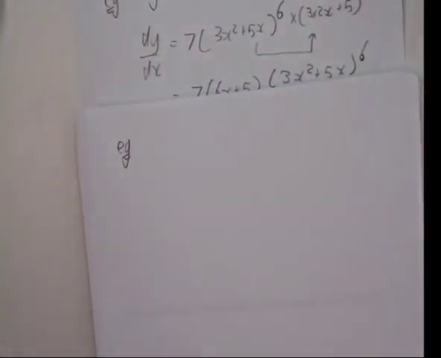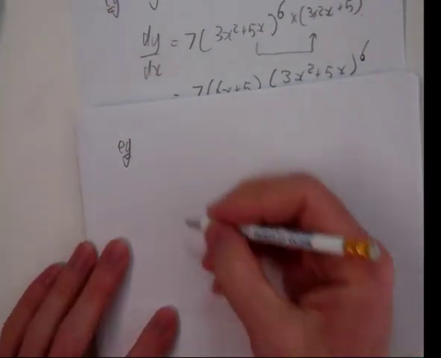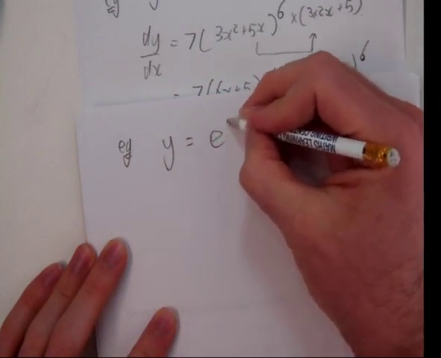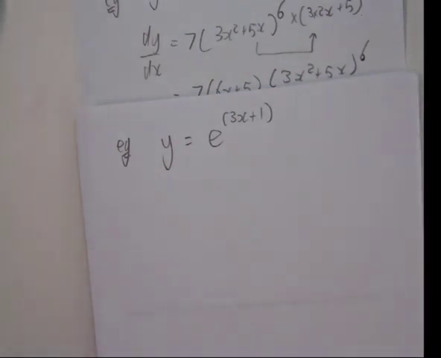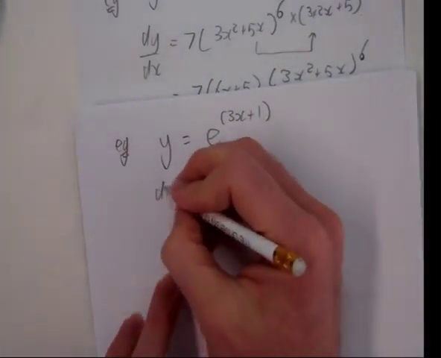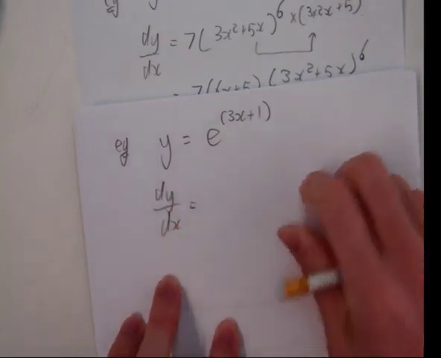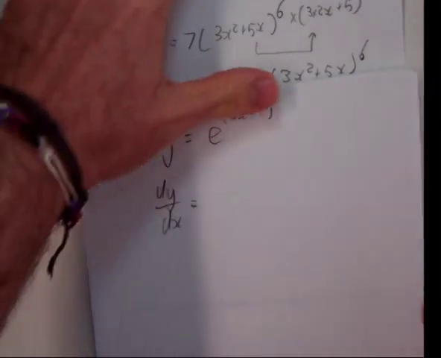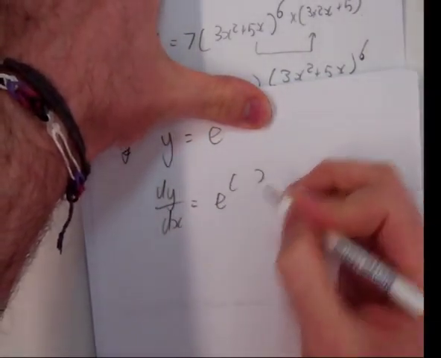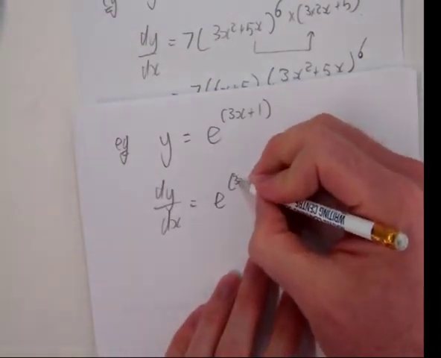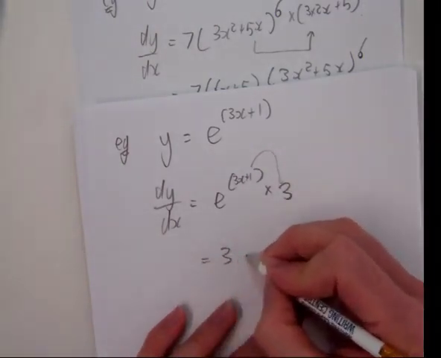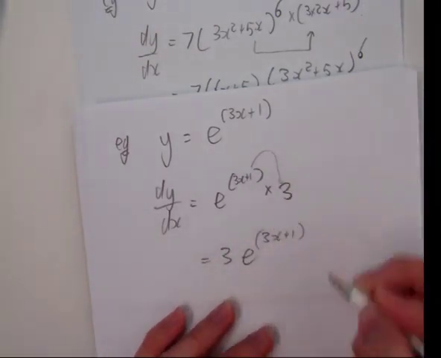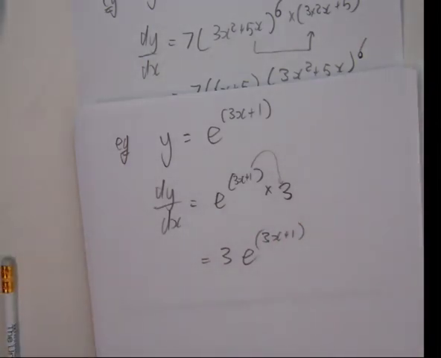And this is one that will happen very often, like that. I have e to the 3x plus 1. So if it was just an x, I would have e to the x, and the derivative of e to the x is the same as it was before. But it's not an x, it's a 3x plus 1, so I have to multiply by the derivative of that, which is 3. And that's how the chain rule works.